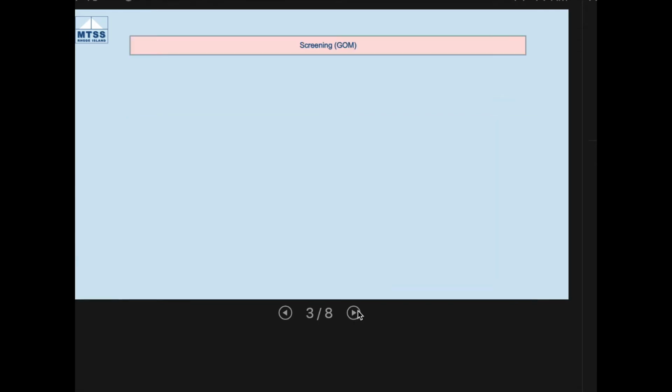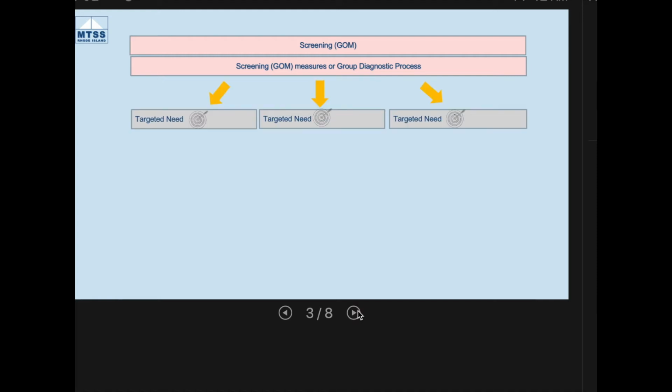So to recap, we screen with a general outcome measure predictive of future success in reading, math, or social emotional skills. And then we either use the data inherent in that, when it's designed that way, or a group diagnostic to drill a bit deeper to identify targeted needs. And then we target the intervention to that need and intensity.